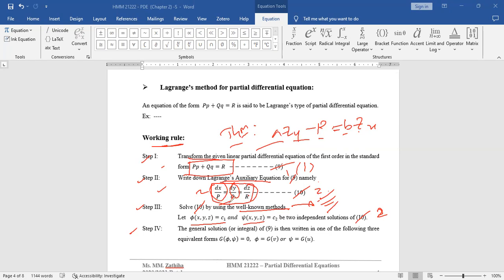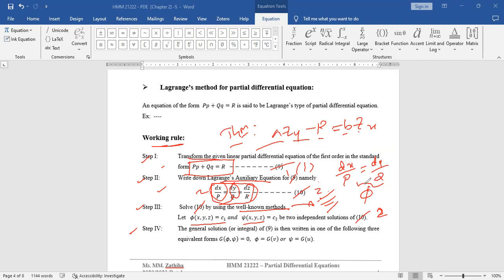Because we have 1, 2, 3 equations, three are equated, so you can compare, for example, dx over P and dy over Q. If I take these two, I may get, let's say, my phi. Now I think you may get my idea. So how to solve these two?